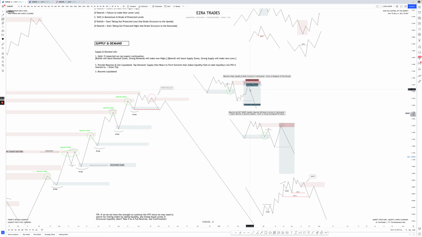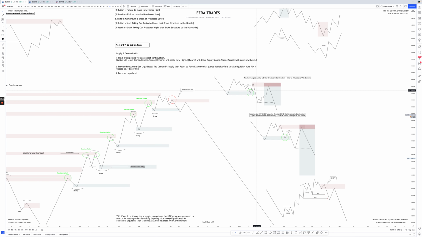So if you are looking at flip opportunities or areas where we get reactions, whether you are bearish, you want a reaction to a demand zone that forms an extreme, takes liquidity and breaks structure, right? Or same thing, we tap into a demand zone, fail to take liquidity, but we break structure. So we target above that zone as this serves as inducement, right?